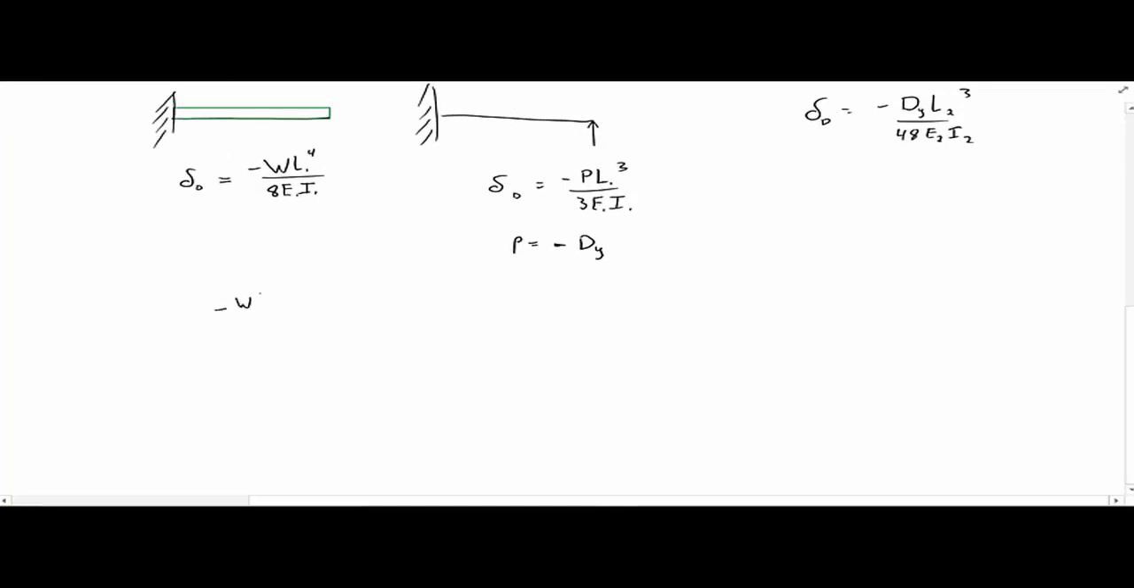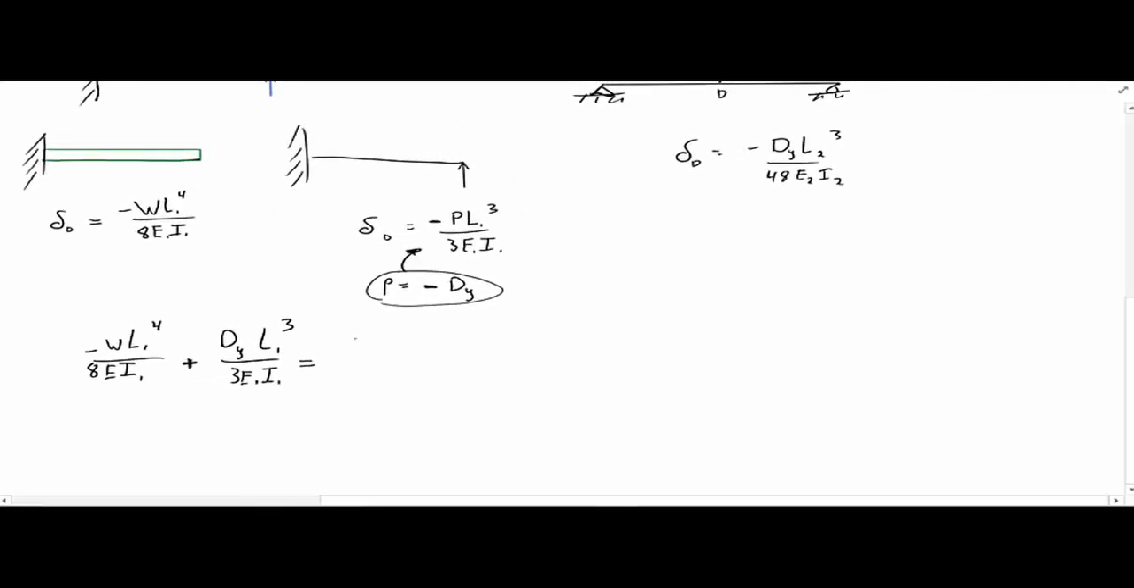So we have negative W L sub 1 to the 4th over 8 E I sub 1, plus. I'm putting a plus because if you plug this into this, this negative and this negative cancel and it becomes positive. So plus delta sub y L sub 1 cubed over 3 E sub 1 I sub 1. And this will equal the same deflection occurring in the simply supported beam, which will be negative delta sub y L sub 2 cubed over 48 E sub 2 I sub 2.